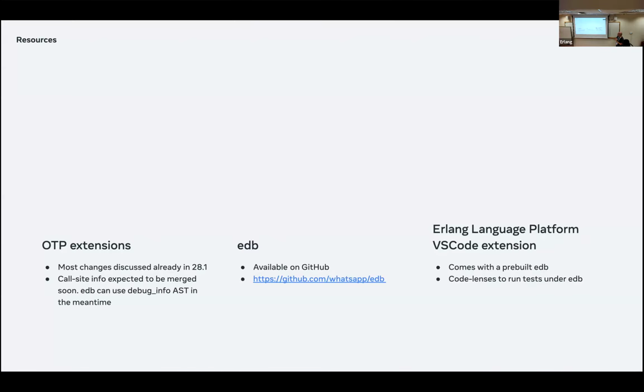People can use it. The easiest way to use it is if you are a VS Code user. The Erlang Language Platform is an extension for VS Code that my colleagues at WhatsApp build and maintain. This comes with Eqwalizer and whatnot. It's a super nice extension, and now it comes with the EDB debugger as well, and it's convenient to be able to launch tests and have them run under the debugger.